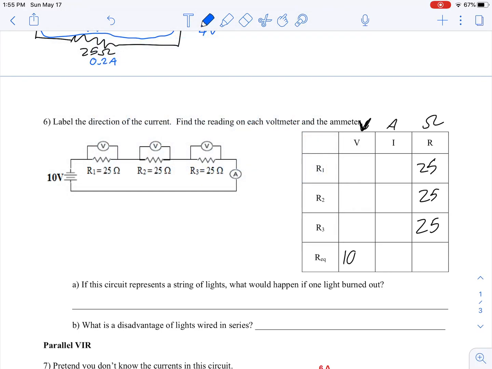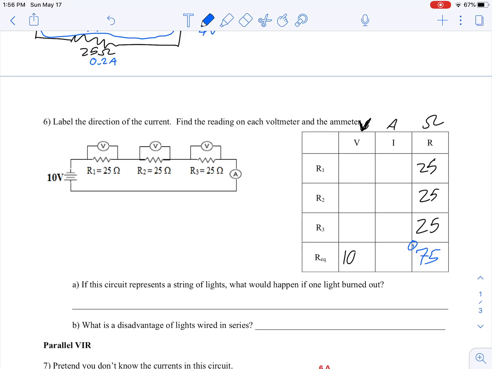Let's solve for the equivalent resistance. So in a series circuit, how do you get the equivalent resistance? You add them all up. 75. All right. So now, let's see, can we get the current? Yeah, we can get the current. Okay, so this was our first step. So now we can get the current.